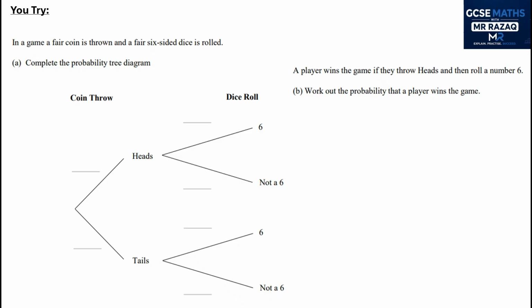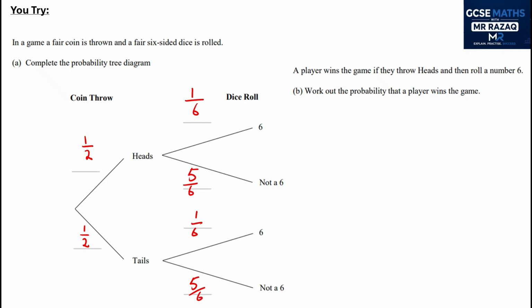What you can see over here is that if a fair coin is thrown, then the probability of getting a head is 1 over 2. The probability of getting a tail is 1 over 2. Now, rolling a dice is independent from throwing a coin. So the probability of getting a 6 would be 1 out of 6, and the probability of not a 6 is 5 out of 6. And again, it would be the exact same thing over here. So it's 1 out of 6 and 5 out of 6.